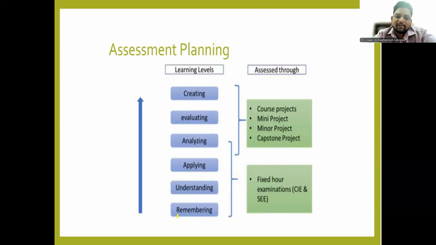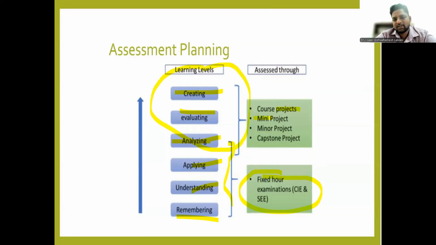Your skills from remembering, understanding, applying, and analyzing can be assessed by means of fixed hour examinations, that is, our continuous assessment, mid exam 1, mid exam 2, or final exam. The top order of creating, evaluating, and analyzing will be assessed by means of projects, mini projects, major projects, or capstone projects. Basically, we are going to prepare the blueprint for fixed hour examinations: continuous assessment, mid exam 1, mid exam 2, and your final examinations.